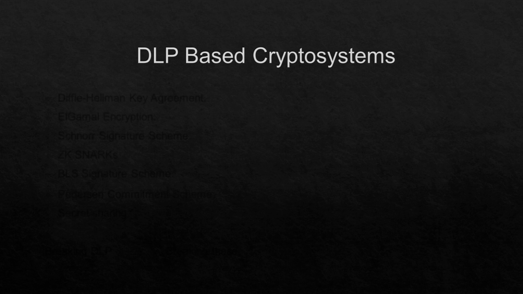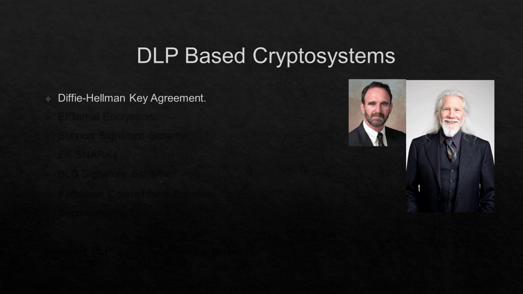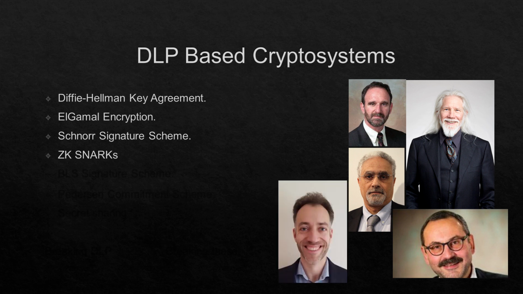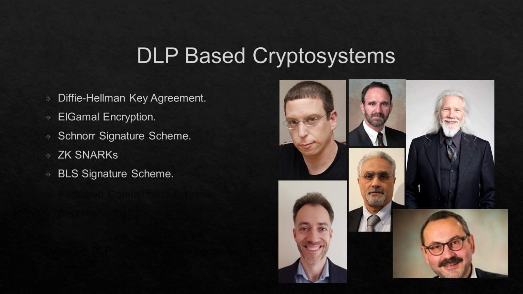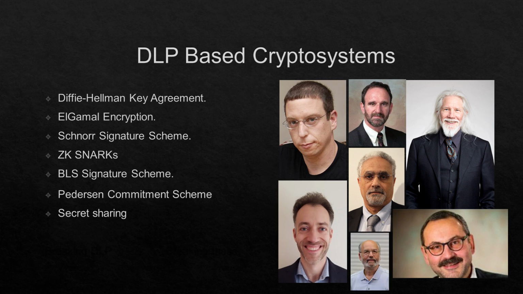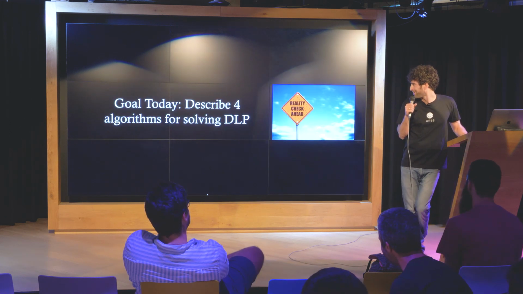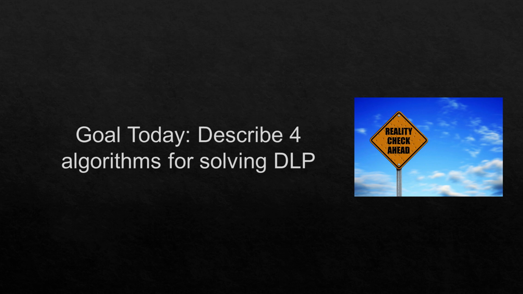So to give you motivation for breaking discrete log, the following are discrete log based: Diffie-Hellman key agreement, ElGamal encryption, Schnorr signature scheme, your favorite ZK-SNARK, BLS signature scheme, Pedersen commitment scheme, Shamir secret sharing, and many, many more. And the underlying moral is that if you break DLP, you break all of these, and breaking all of these is the end of the world, or the beginning of you having a lot of money.